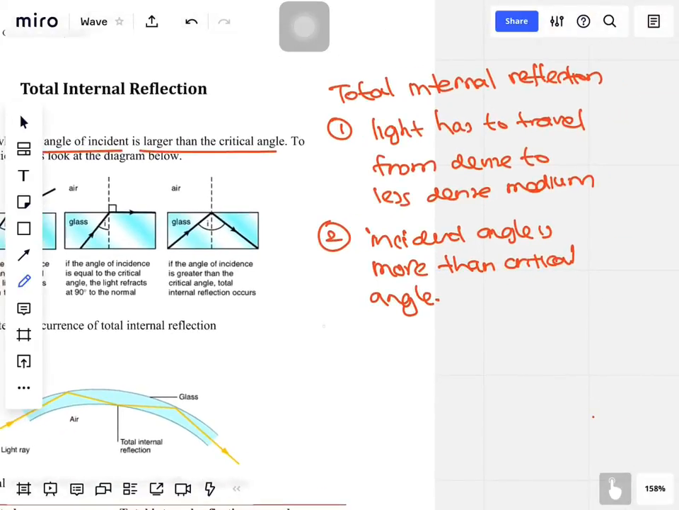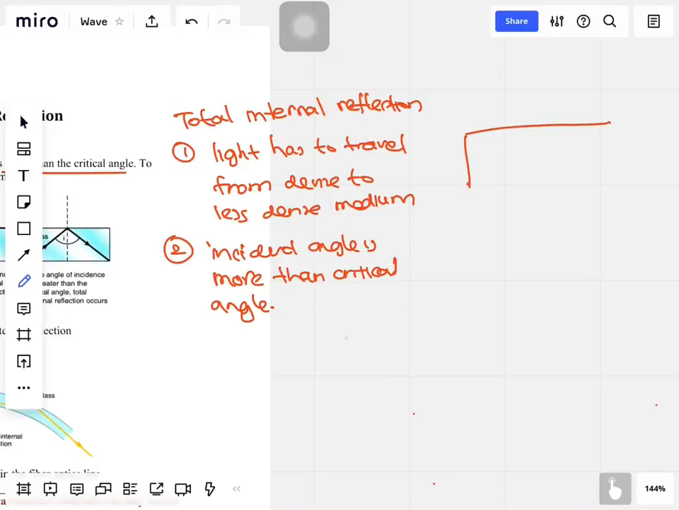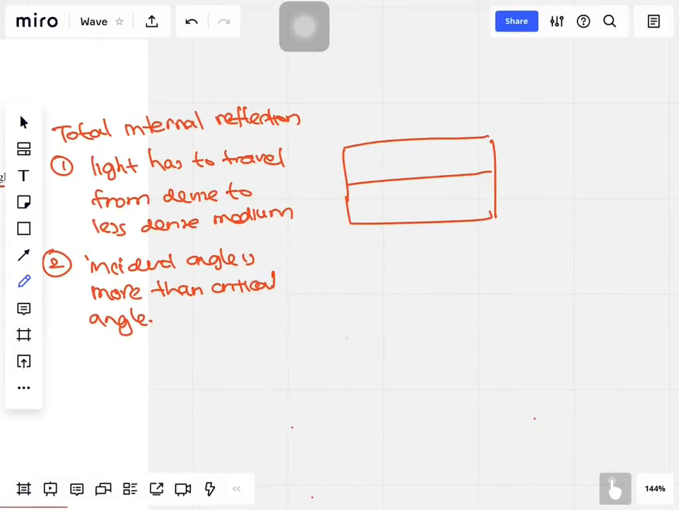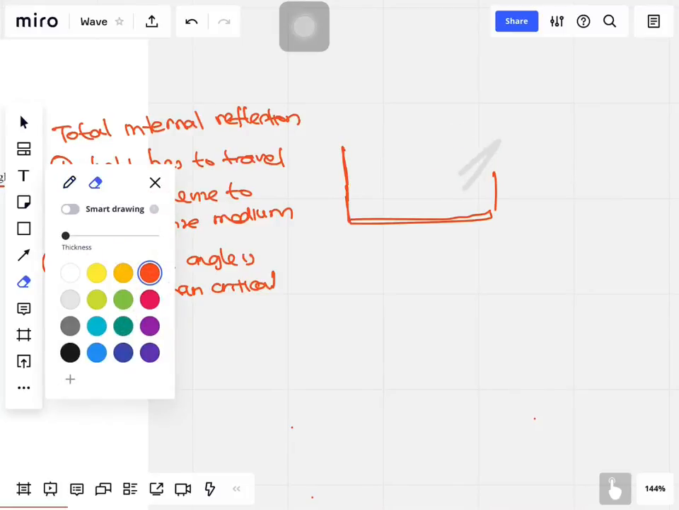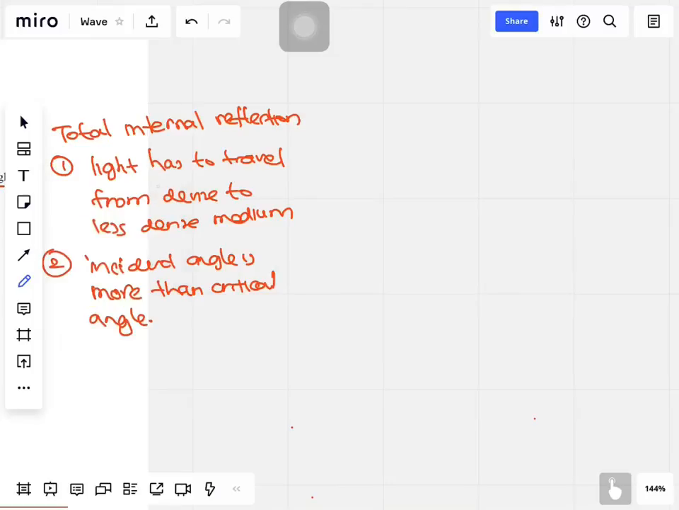So these are the two things, okay? The first law is pretty simple. That means light must travel from a dense medium to a less dense medium. This is one of the conditions in order to get total internal reflection. So what do you mean by dense to less dense? Let's put it a simple way. Let's talk about air and water. So this is water, and this is air.